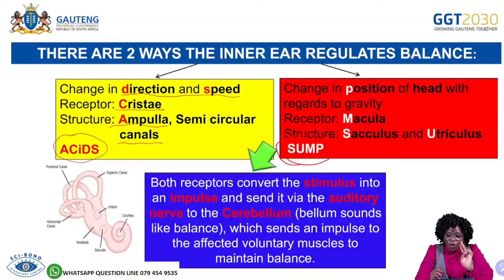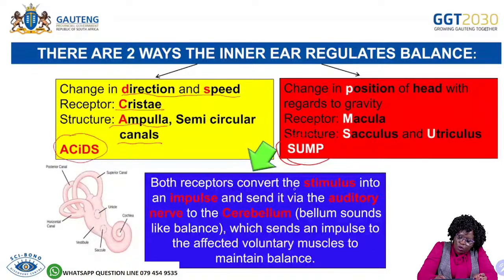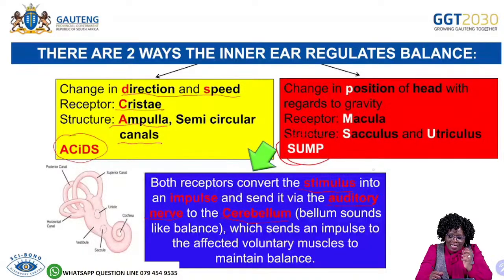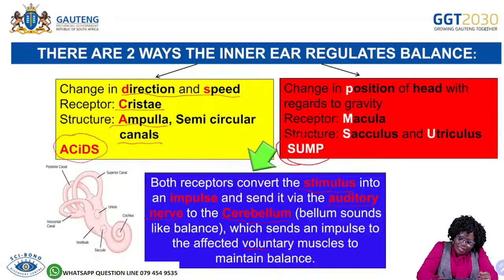Just note that both receptors convert stimulus into an impulse and send it via the auditory nerve to where? To the cerebellum, right? Look at "bellum", that sounds like balance. Just remember that when you write your exams. The cerebellum sends an impulse to the affected voluntary muscles to maintain balance.